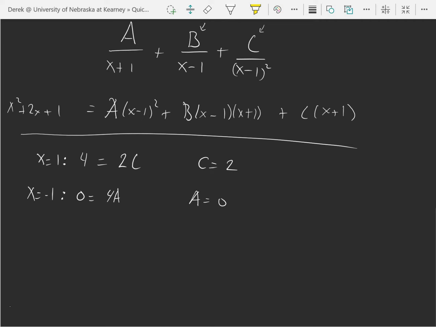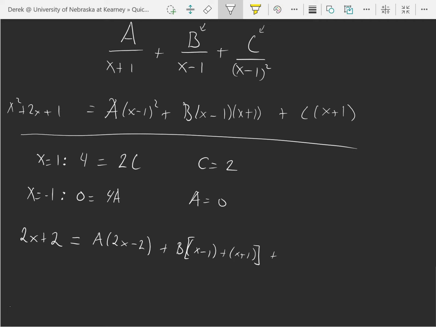So let's differentiate and see what happens. So I get 2x plus 2 is equal to a times 2x minus 2 plus b times x minus 1 plus x plus 1, using a product rule, and plus c.